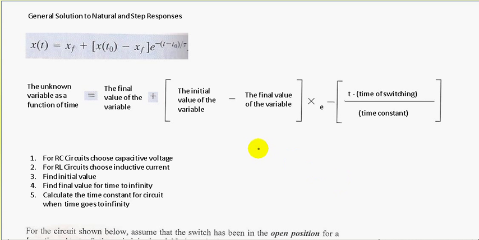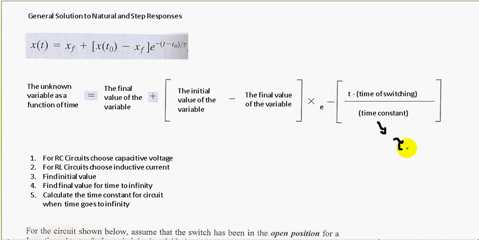Okay. Now here is the general solution I have here. I defined it right here, just for you to know. Your unknown variable x is equal to your final variable plus the initial variable minus the final variable, times e, the exponential, to the minus t minus the time of switching, which is t naught, divided by the time constant, in brackets. The time constant is tau from the last video.